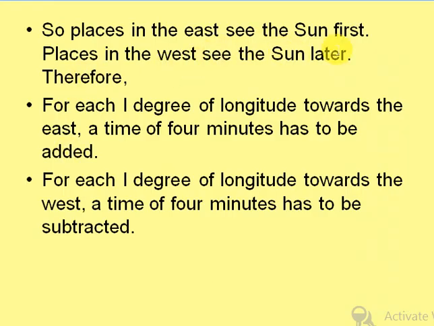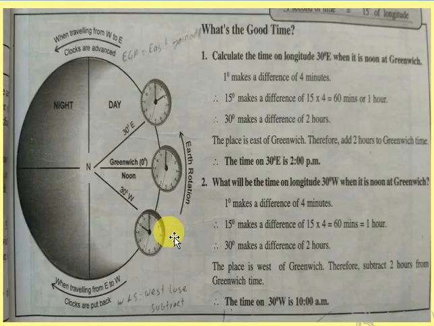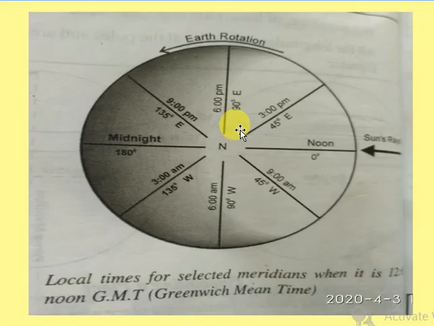Places in the east see the sun first, this you know. Places in the west see the sun later. This will help you when we talk about the standard meridian of India. So remember this point. Therefore, for each 1 degree of longitude towards the east, a time of 4 minutes has to be added. When you travel toward the east, 4 minutes has to be added. And for each 1 degree of longitude towards the west, a time of 4 minutes has to be subtracted. Let us see this example. This will help you. One question I have for you.